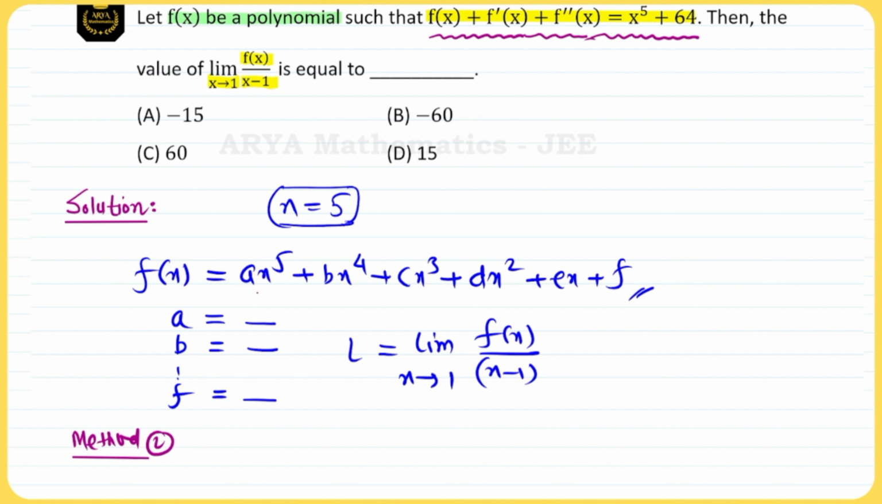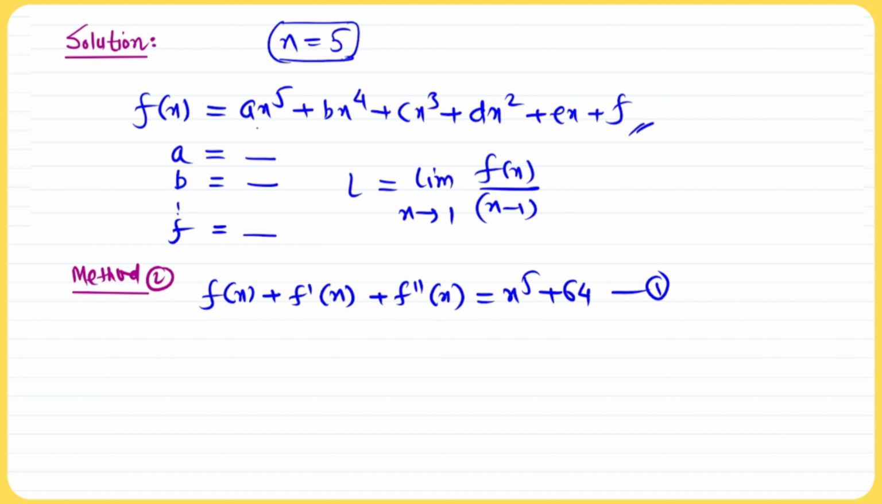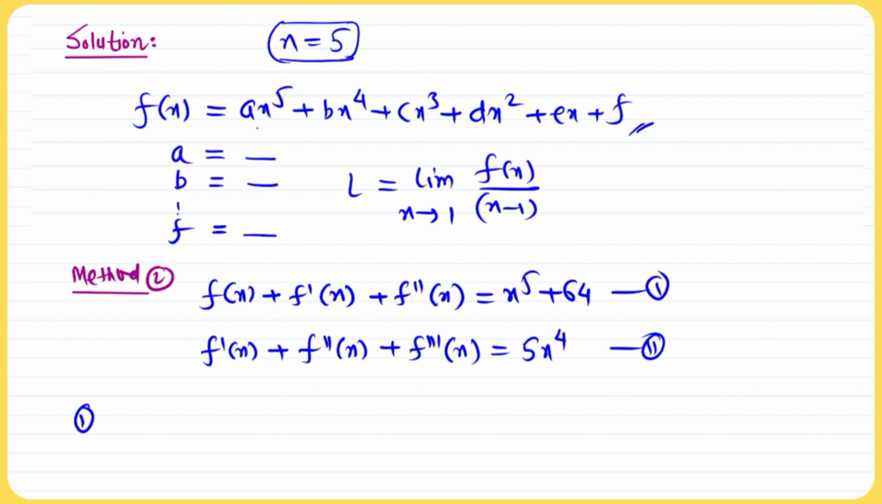So see here, the given equation is f(x) plus f dash x plus second derivative of f(x), and this is x raised to 5 plus 64. Now call this equation 1, right? This is the given equation. Now here what we'll do is we'll differentiate this equation both sides with respect to x. So that means we'll get f dash x, then this will become second derivative, and then this will be f triple dash x, and the right hand side will be 5x raised to 4. Call this equation 2. And now we'll subtract second equation from the first equation.